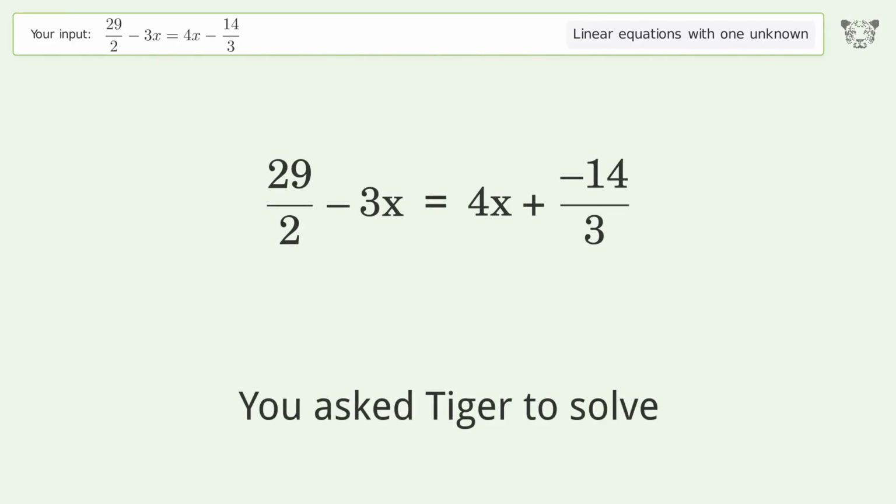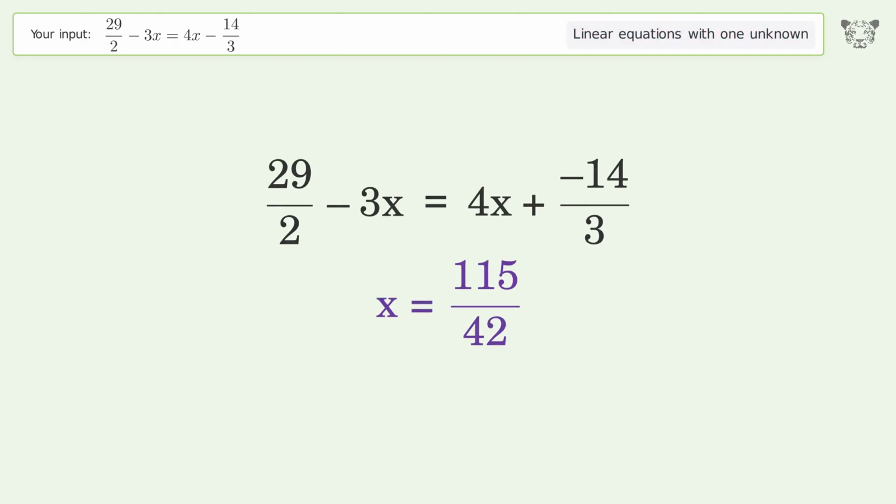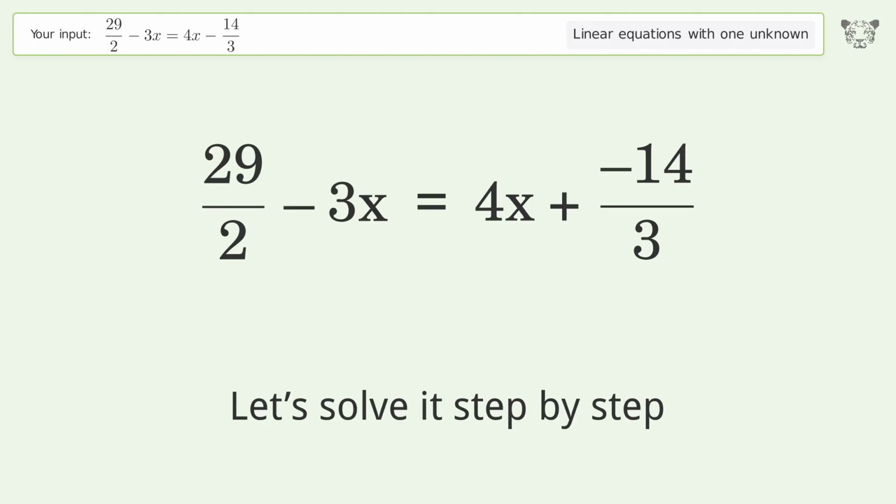You ask Tiger to solve. This deals with linear equations with one unknown. The final result is x equals 115/42. Let's solve it step by step.